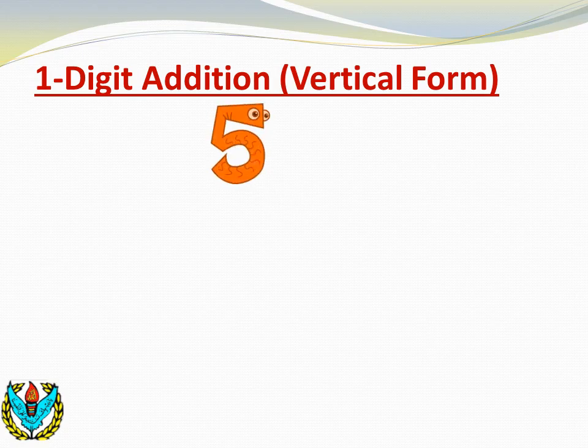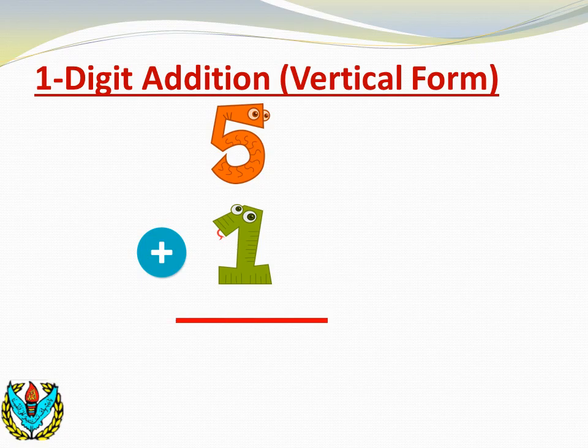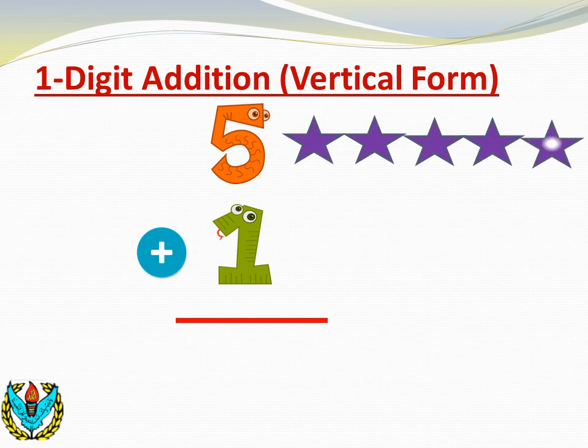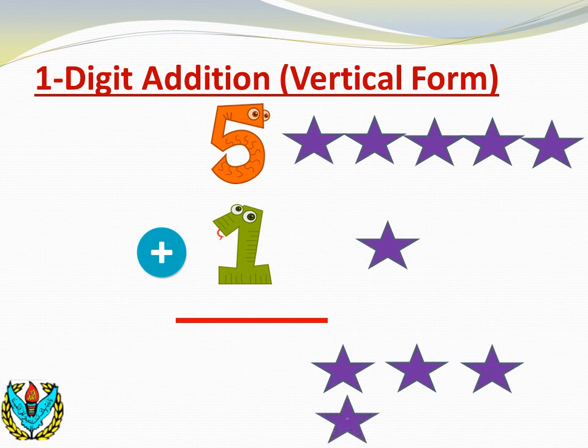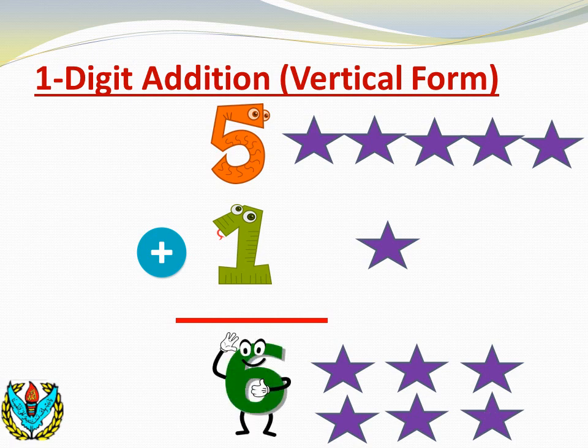Now we add number 5 and number 1 in vertical form. One, two, three, four, five, plus one. The answer is one, two, three, four, five, and six. Answer is 6. When we add 5 with 1, we get the answer 6. 5 plus 1 is equal to 6.